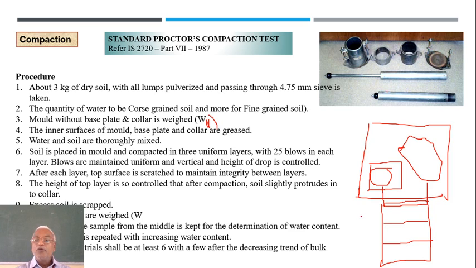Okay, now again disassemble the collar, remove the base plate, scrape off the extra soil, and if you take the weight of mold with soil, this we call W2. Now a representative sample of soil is kept for determination of water content. So some sample from this is kept for water content purpose. Okay, the number of trials shall be at least 6. Now what we have done, you have seen.